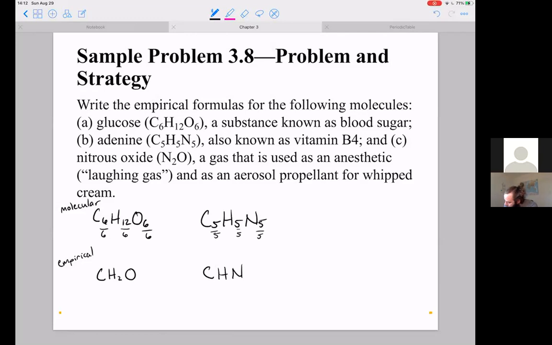All right, and then lastly, laughing gas is N2O. Right? I can't reduce this any further. It's already maximally reduced. So in this case, the molecular formula and the empirical formula are the same.